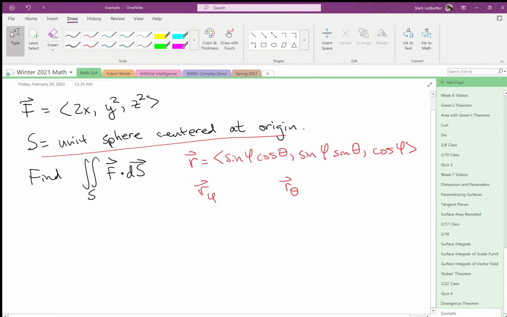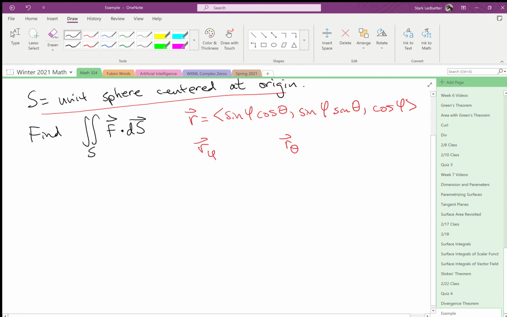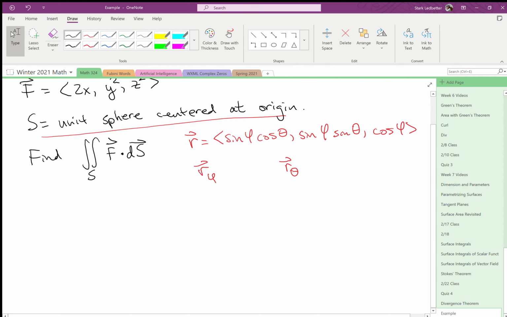Maybe instead, this certainly has continuous partial derivatives in and around the sphere, and actually everywhere in 3-space. The sphere is bounded. It's closed. The boundary surface of the sphere is certainly piecewise smooth. It's actually completely smooth. So we can use the divergence theorem.